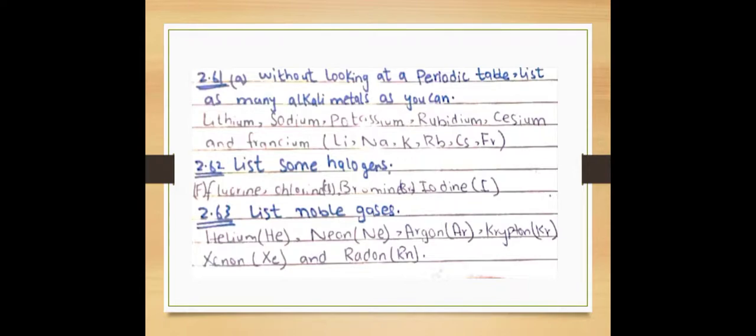Without looking at the periodic table, list many alkali metals. The alkali metals are lithium, sodium, potassium, rubidium, cesium and francium, and you also know the names of the halogens and the noble gases. These are all about this chapter 2, and this is our lecture number 3.